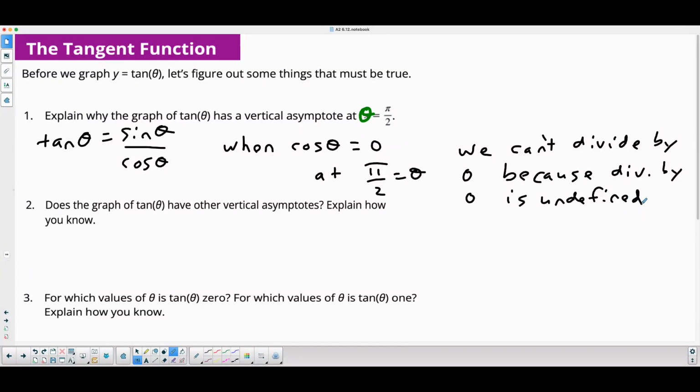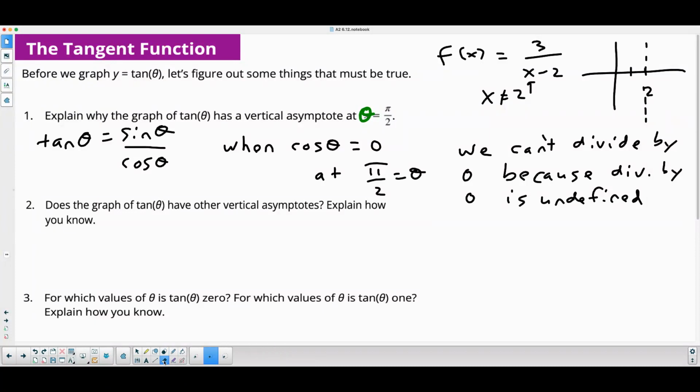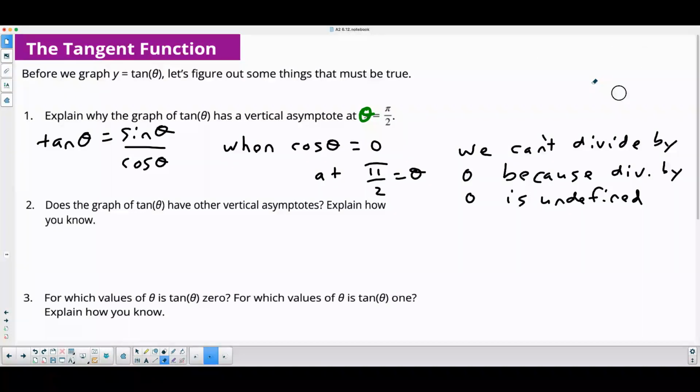Now you might remember from earlier when we were doing this stuff, and I'm just going to write this down here. We had a function maybe like this, 3 over x minus 2. That's called a rational function. And we knew that x cannot equal 2 because if I plug 2 in here for x, I would get 0 in the denominator. So on your graph at x equals 2, we had an asymptote right there. We put a dotted line and we know that we can't have an x value on our graph at x equals 2. So kind of the same thing over here. We're going to have asymptotes at pi over 2.